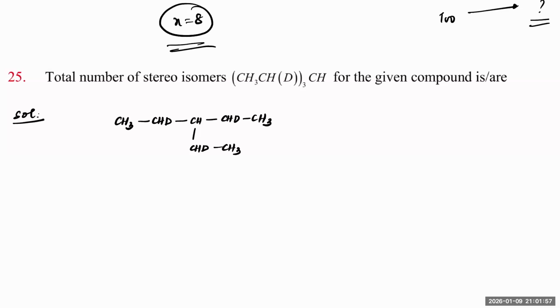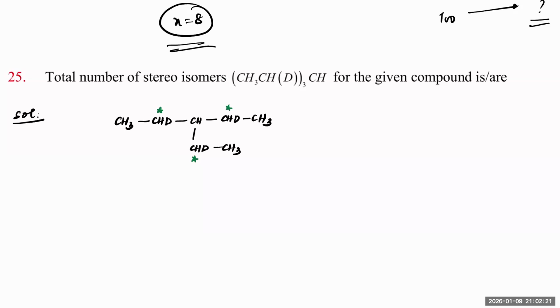Correct? Everybody, check these cases. I hope all of you got the structure, how it looks. Now, have you noticed that here we have chiral centers 1, 2, and 3. These three are the chiral centers. Correct?